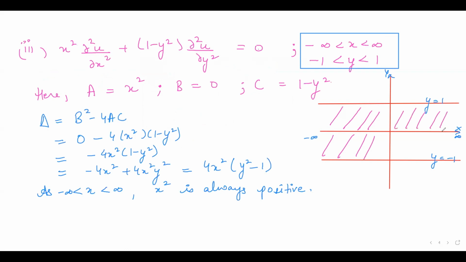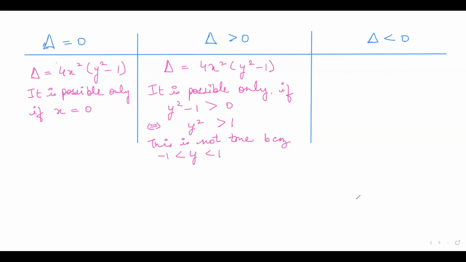And y square greater than 1 means the value of y has to be 2, minus 2, or minus 1.5, minus 3, minus 100. But that's not possible at all. So this case is not possible, because y has to lie between minus 1 and 1.